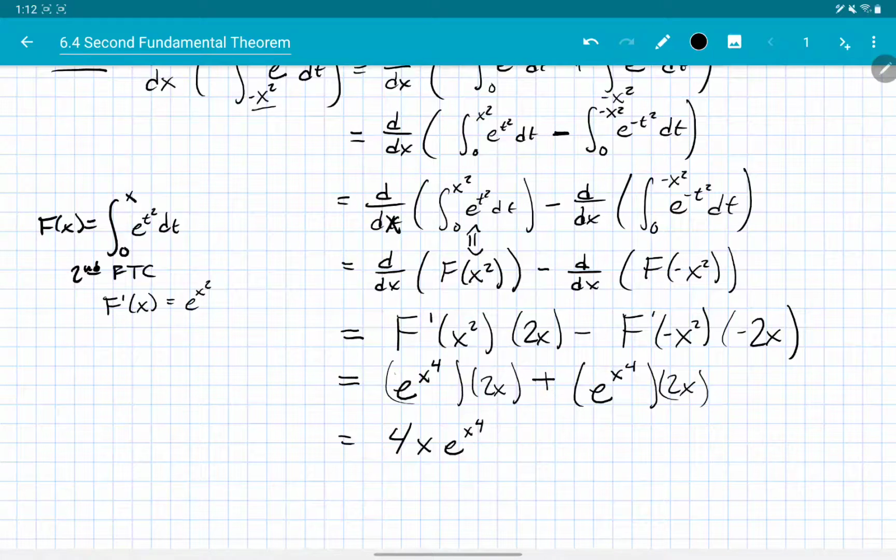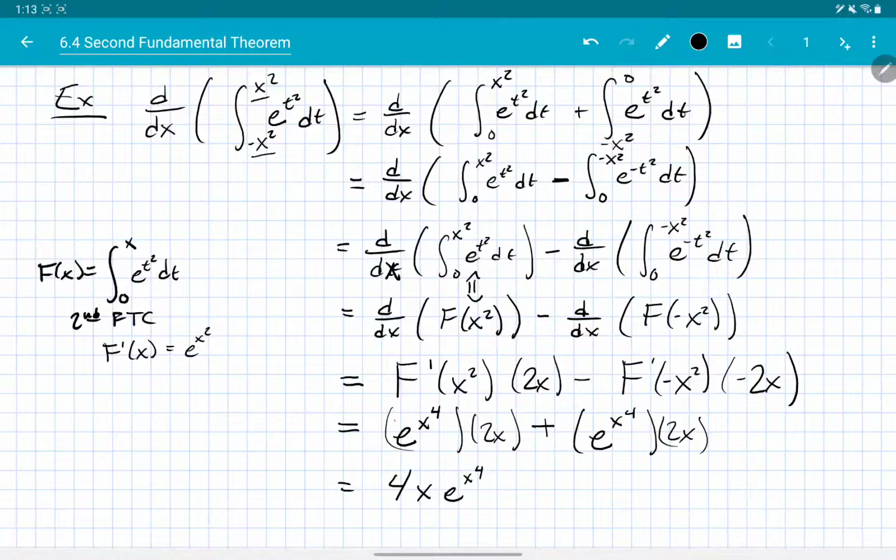I realize this was a lot of work for just this problem, but you have to be very, very careful and only apply the fundamental theorem in situations when the bottom limit of integration is 0, and the top limit of integration is x, not some function of x. We'll do a few more like this because I know this is kind of difficult to grasp.